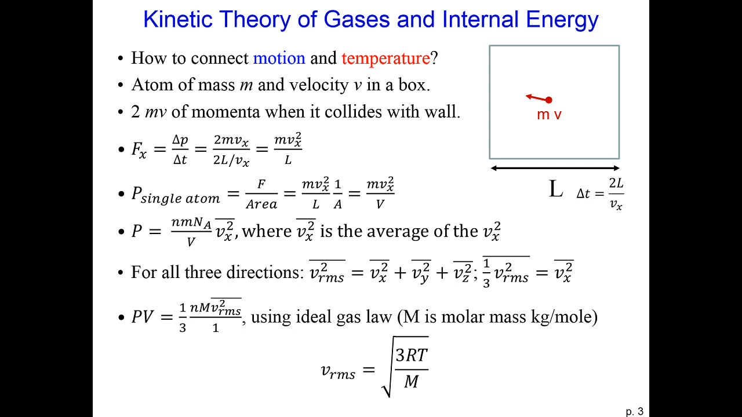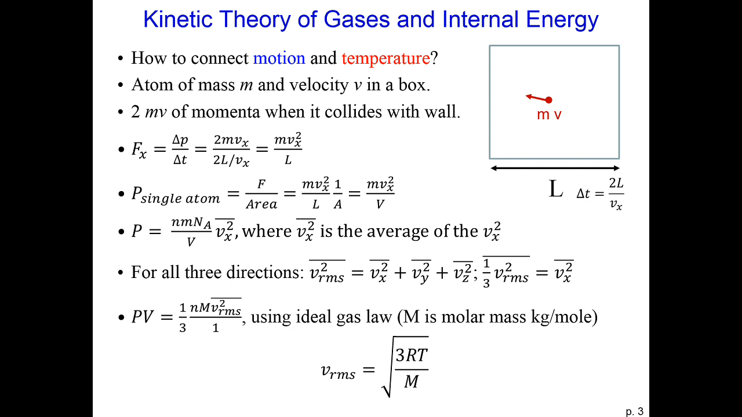We would like to know how much force the atom exerts on the side of the box. So we will just look at one direction, the x direction, and try to figure out the force on the wall that is perpendicular to the x direction. When our atom collides with the wall, we want to know the force. Well, the force is the change in momentum divided by time, so what is the change in momentum?